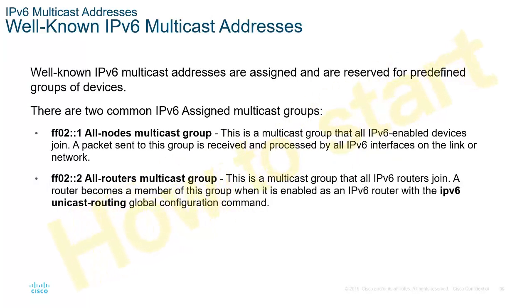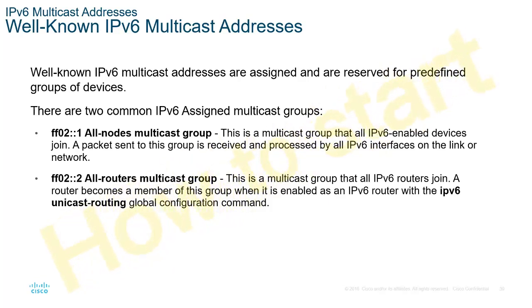For a well-known IPv6 multicast address, there are certain groups that are reserved. Basically, they're predefined groups of devices. Here are two common multicast groups. FF02::1 is the all-nodes multicast group. This is the multicast group that all IPv6-enabled devices will join. We also have FF02::2, which is the all-routers multicast group. This is the multicast group that all IPv6 routers will join.